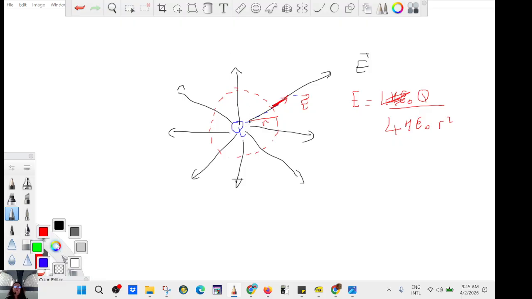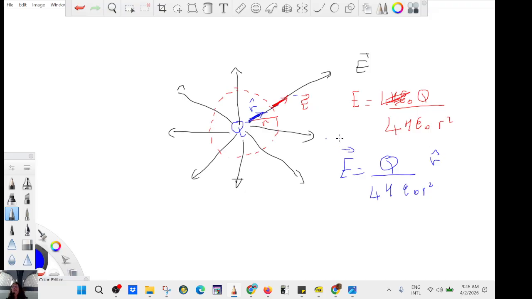So I can define a unit vector r hat. That's just showing you the direction of the electric field at that point. So then I can write E, the electric field, equals q over 4 pi epsilon 0 r squared, r hat. It's just turning a scalar into a vector. It's just showing you the direction. Now, if you want to have an r cubed, you can put an r cubed, and then on top you will have an r.